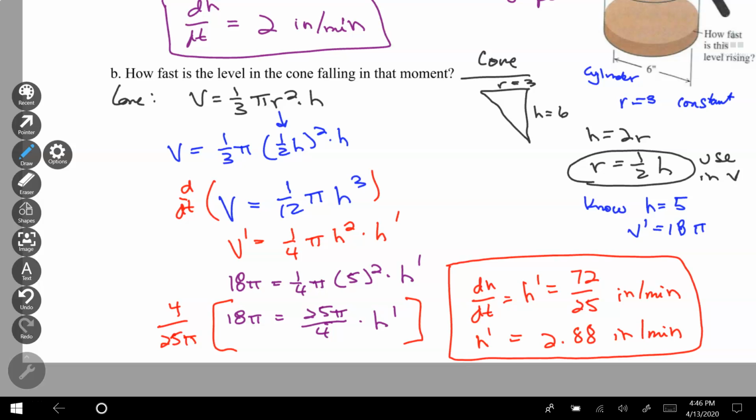So for this problem, we had the height of the coffee pot changing at 2 inches per minute, and the height of the cone was changing at 2.88 inches per minute.